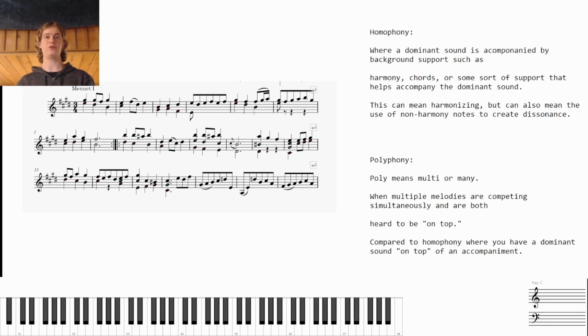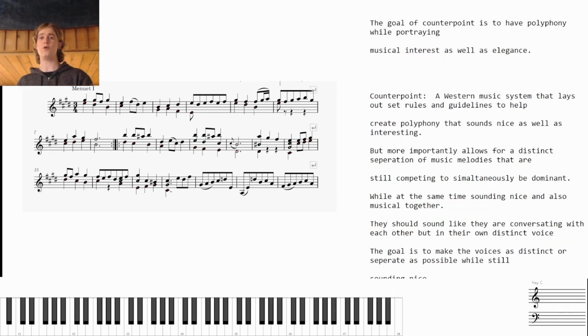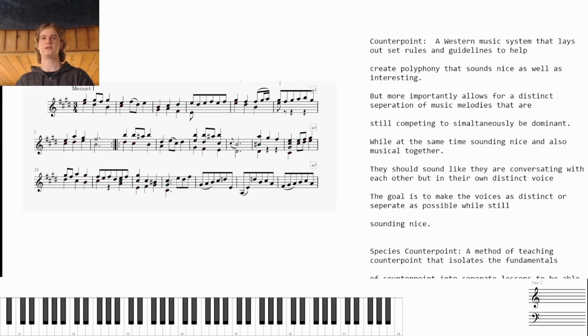So on the other hand, we have polyphony, and that ties more into this video. Poly means multi or many. When multiple melodies are competing simultaneously and are both heard to be on top, compared to homophony, where you have a dominant sound on top and an accompaniment on the bottom. The goal of counterpoint is to have polyphony while portraying musical interest as well as elegance. So now let's get into the actual definition of counterpoint.